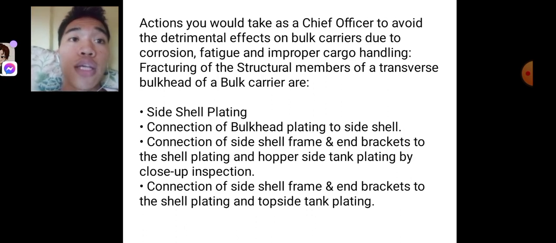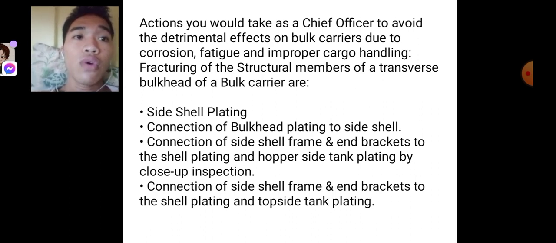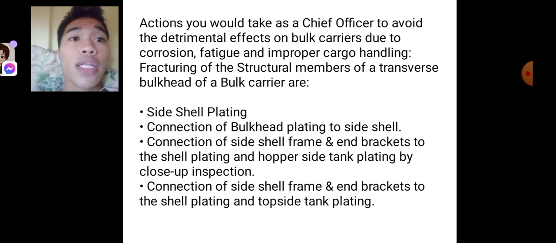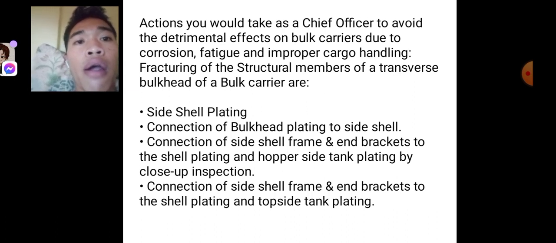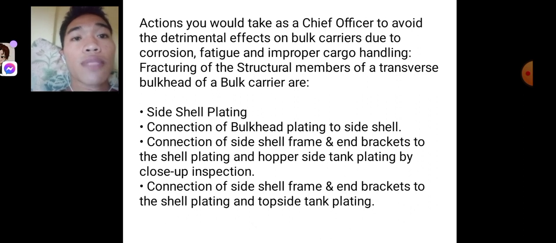There are actions that we would take as a chief officer or crew to avoid the detrimental effects on the bulk carrier due to corrosion, fatigue, and improper cargo handling. Factoring of the structural members of the transverse bulkheads of a bulk carrier.